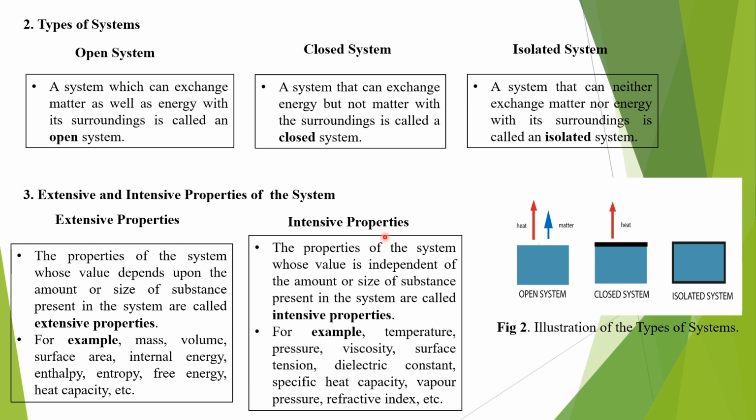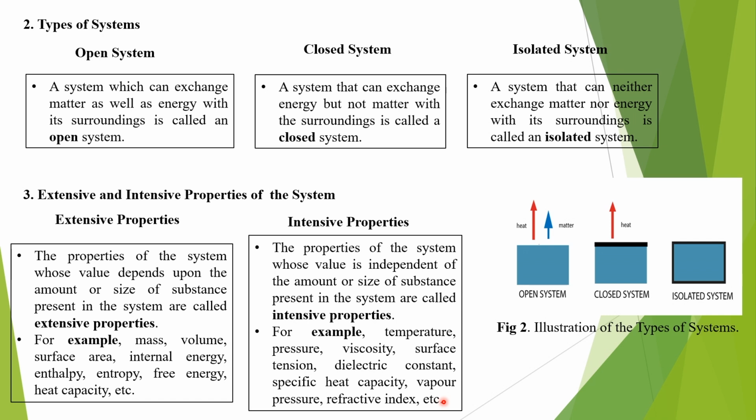Next we discuss extensive and intensive properties. Extensive properties are the properties of the system whose value depends upon the amount or mass or size of the substance present in the system. For example, mass, volume, surface area, internal energy, enthalpy, entropy, free energy, heat capacity, all are extensive properties. Intensive properties are the properties of the system whose value is independent of the amount or size of the substance present in the system. For example, temperature, pressure, viscosity, surface tension, dielectric constant, specific heat capacity, vapor pressure, refractive index, etc.